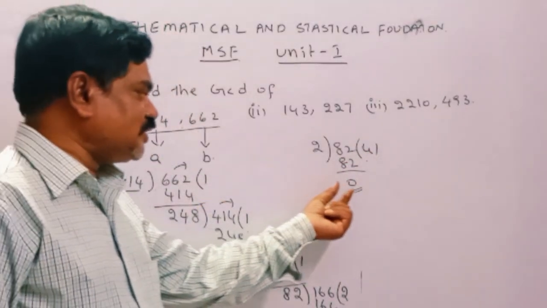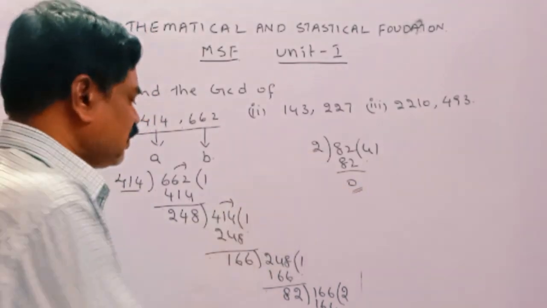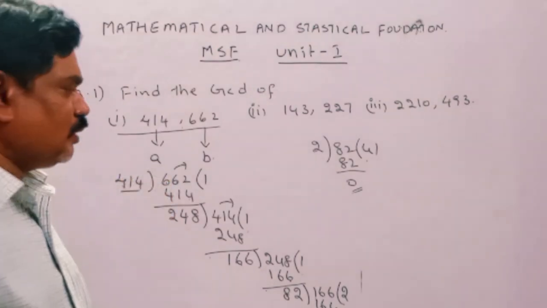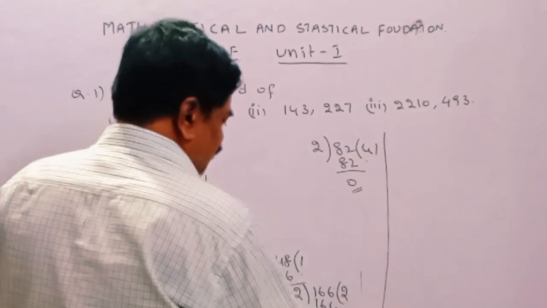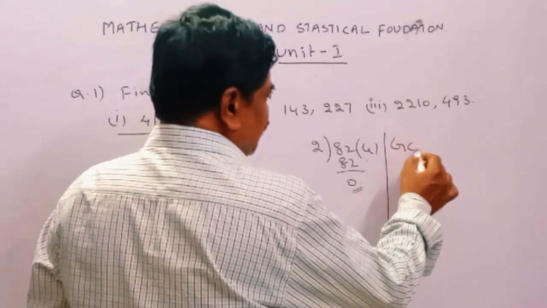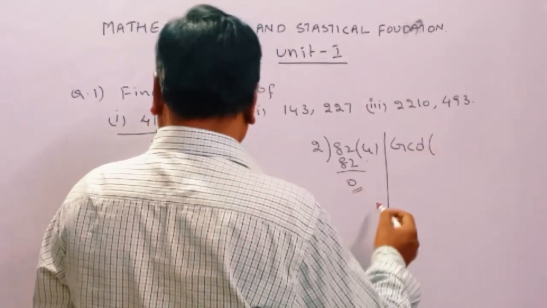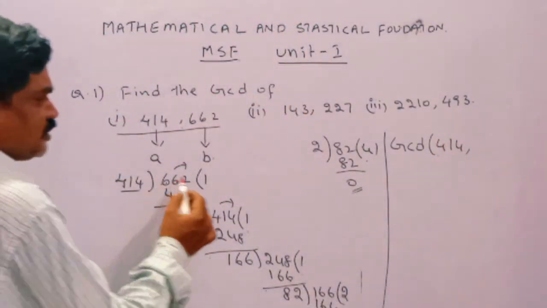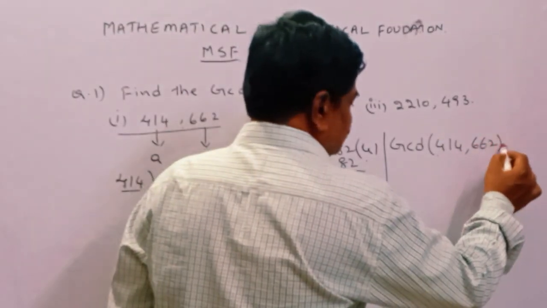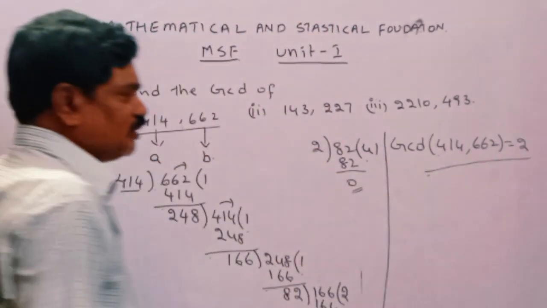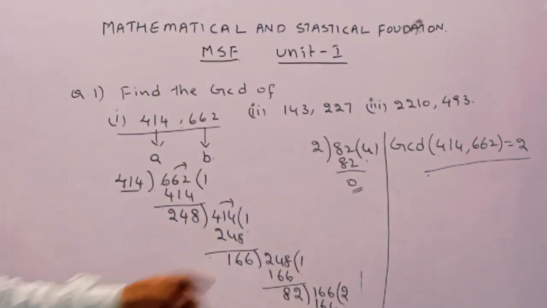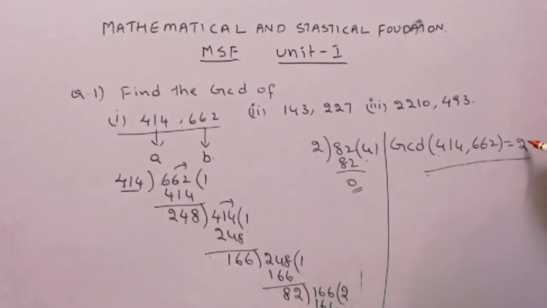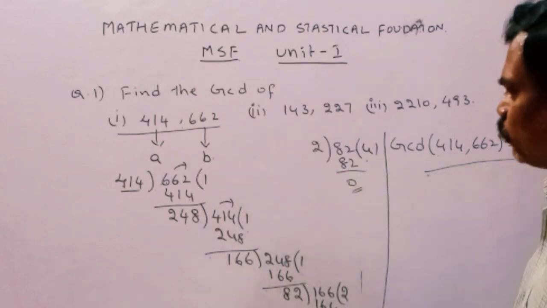When we reach 0, the last divisor is the GCD of these two numbers. Then here you write: GCD of 414 comma 662 is equal to 2. This is the GCD of 414 comma 662.